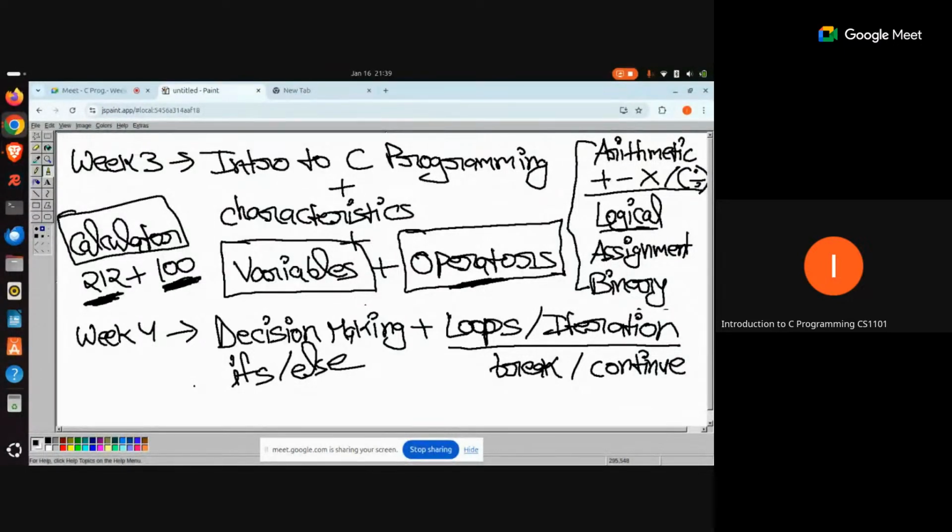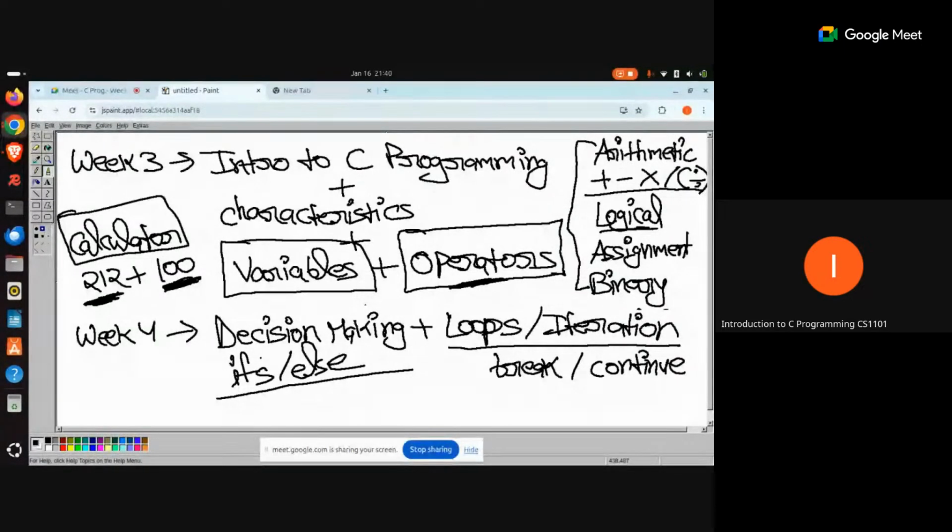So all of these fall under the category of decision making, where you make use of special keywords like if and else. Of course, we will get to know about if and else in more detail when we get to that particular week, but I'm just giving you an overview that this is how you will use such keywords like if and else in order to write some conditions, right?